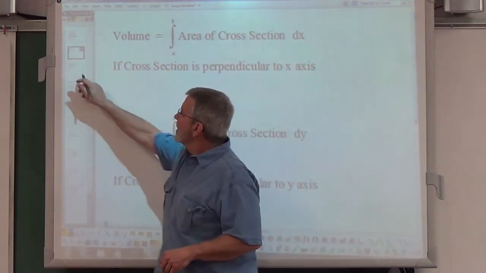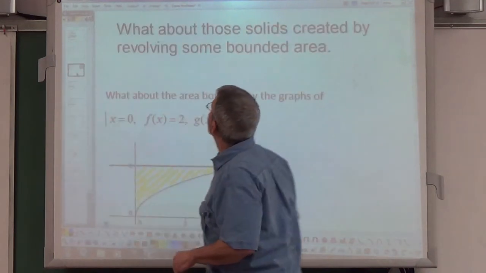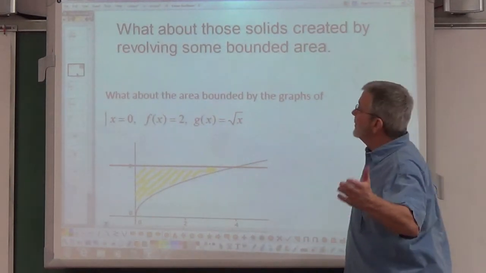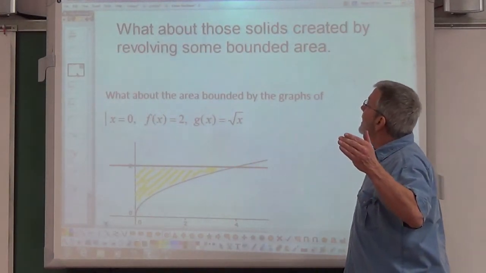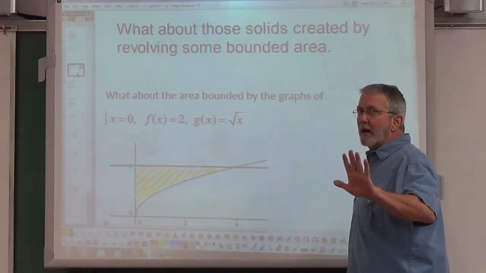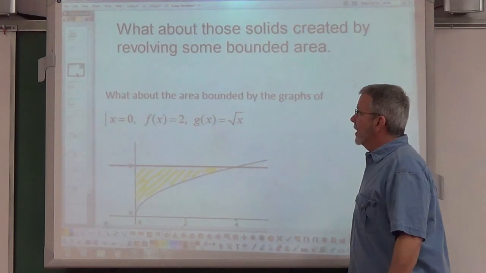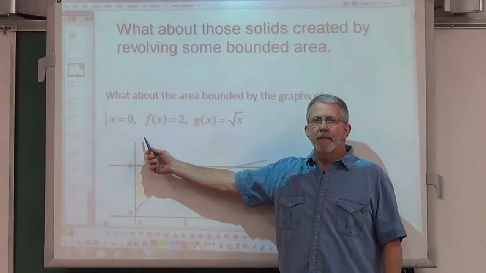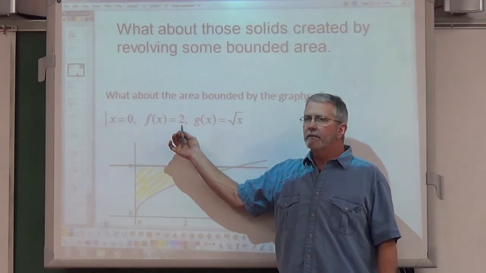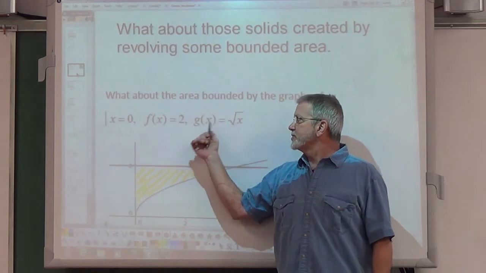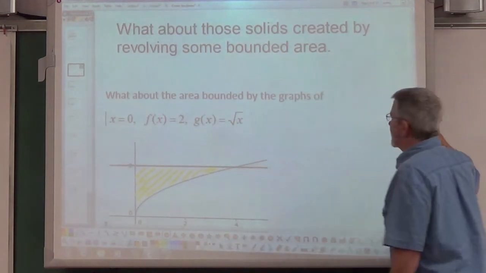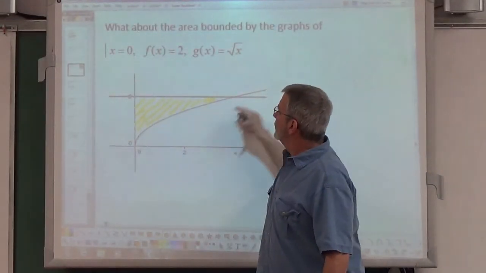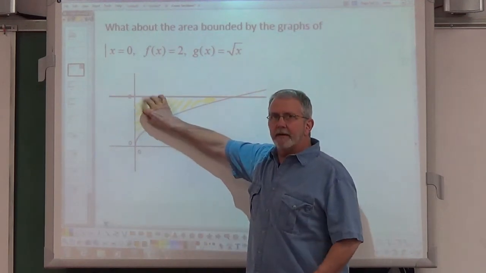Okay? So, example number one. In example number one, I'm going to review taking some bounded area and revolving it around some horizontal line. So I'm going to consider the area bounded by the graphs of x equals 0, the constant function f of x equals 2, and our old friend, the square root function, g of x equals the square root of x. This is the area that I'm talking about, the yellow area there. I have x equals 0, y equals 2, and the square root of x. And this is that bounded area.